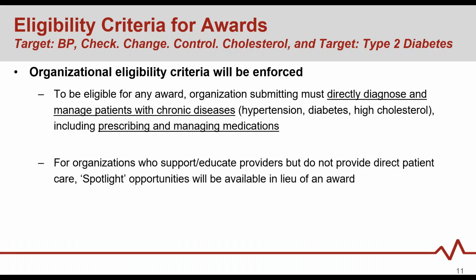Moving in to an overview of our recognition program. To be eligible for recognition in any of our 3 programs, your healthcare organization must directly diagnose and manage patients with chronic diseases, including prescribing and managing medications. If this doesn't apply to you directly, but you do support or educate providers, we have some additional spotlight opportunities and features available. For example, these organizations could include employers, pharmacies, community foundations, maybe your Department of Health, or work for a health information exchange. If you're interested in one of these spotlight opportunities, please reach out to your local AHA representative and they can provide you with some more details.